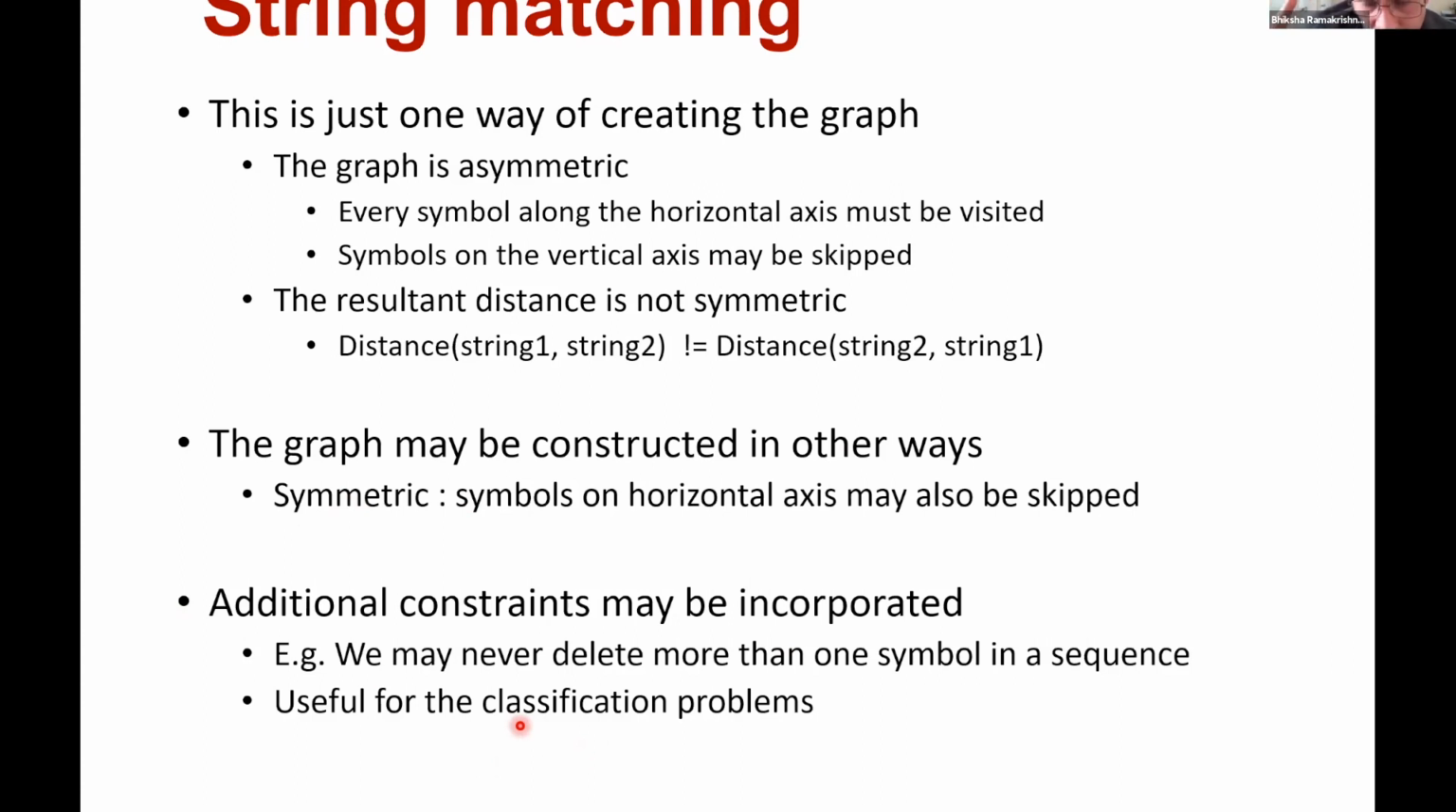The point is that what we are eventually doing is constructing a graph, assigning a cost to every edge in the graph. And the cost of every edge is the cost of aligning some substring to some other substring. And then we are finding the best path through this graph, right?